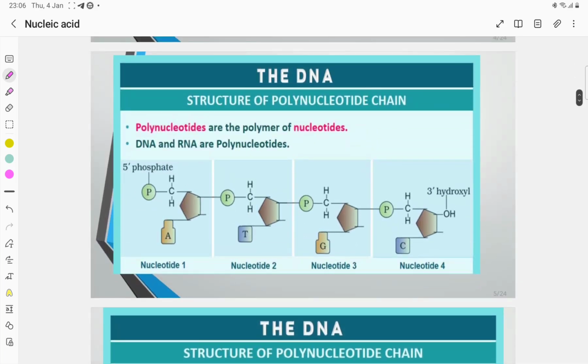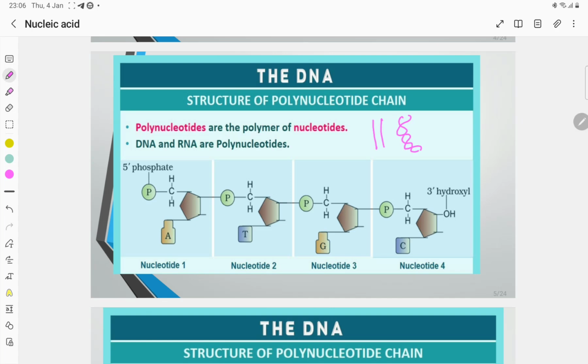Now basically there are two types of nucleic acid, DNA and RNA. First we discuss DNA, next we go to RNA. DNA is such a genetic material which carries the genes. DNA is made of two polynucleotide chains coiled around each other. That we will discuss in the coming slides.